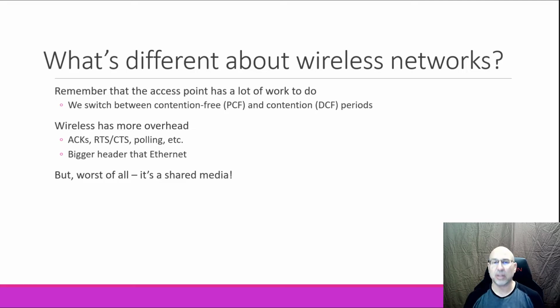We also have a lot more overhead. The header is bigger in a wireless frame, and every single frame has to be ACKed. And then we may or may not be using the RTS-CTS exchange. We've got polling. We've got a couple of things that we have to get done when we're doing a wireless network. So the overhead is much, much higher. But worst of all, it's a shared media. And so we don't get the benefits of putting a doggone switch in there. Okay, so now that we've reminded ourselves about that, let's take a look at some of the data.